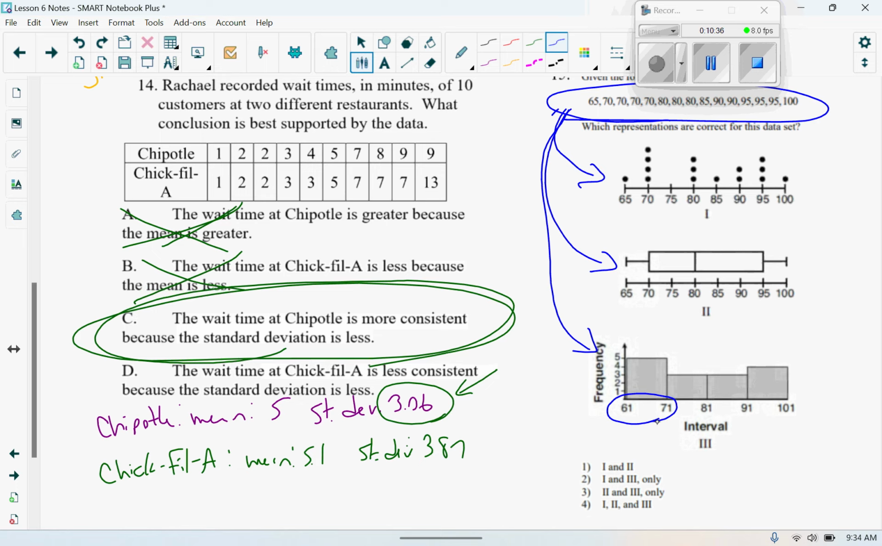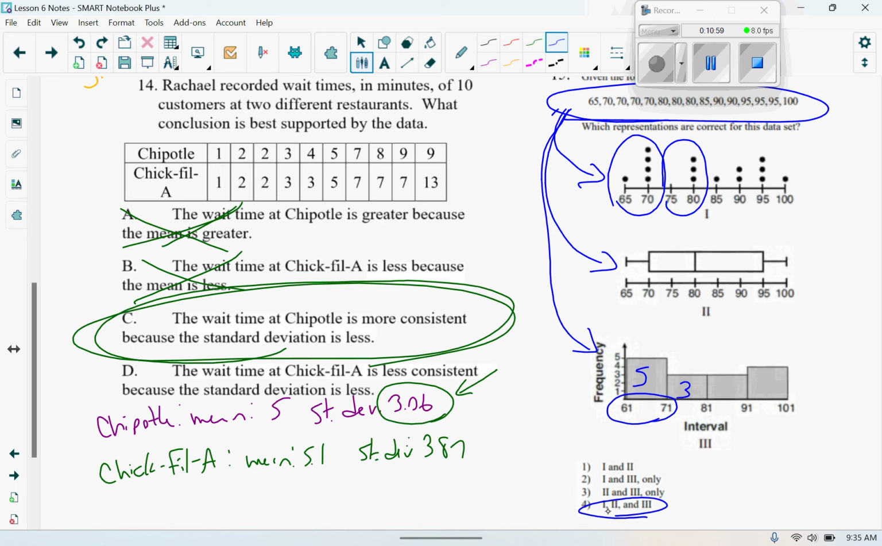Notice this one. This is the one that people get tripped up on. Between 61 and 71. Think about that: this right here is between 61 and 71. So I have, let's see, 1, 2, 3, 4, 5. So that works. Between 71 and 81, I have 3. So that works. Actually, all 3 of these work.